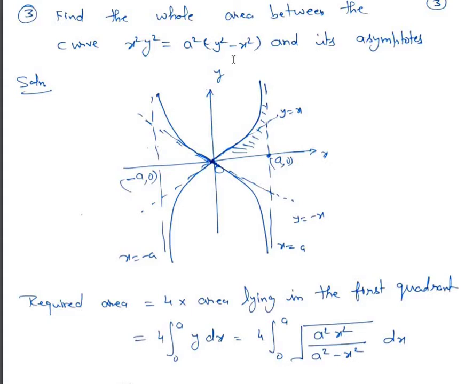Find the whole area between the curve x²y² = a²(y² − x²) and its asymptotes. Now if you find the asymptotes of this curve, you will find asymptotes parallel to the y-axis as x = +a and x = −a. And the curve is symmetric about both the axes. And if you trace, the origin satisfies this equation. Tangents at the origin are y = x and y = −x.